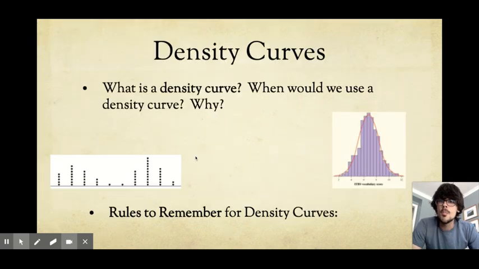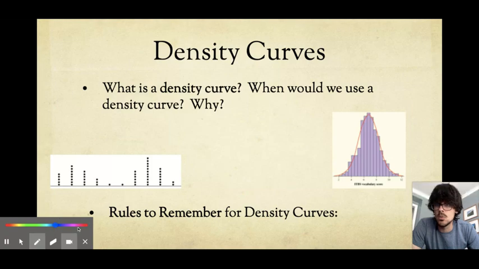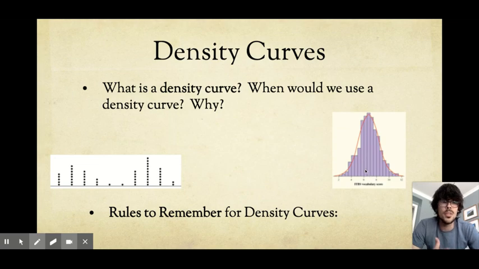So, before we get to the actual normal distribution, I need to introduce a general vocab term called a density curve. And we've learned already how to graph quantitative data with things like dot plots over here and with histograms over here. The thing about dot plots and histograms and other sorts of graphs is they take a little bit of time to draw if you want them to be detailed.